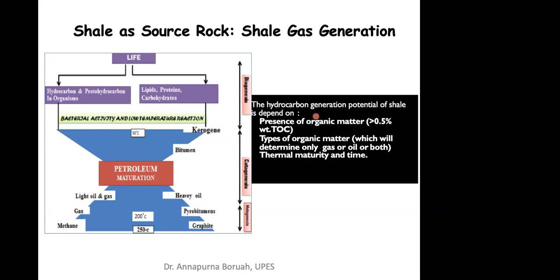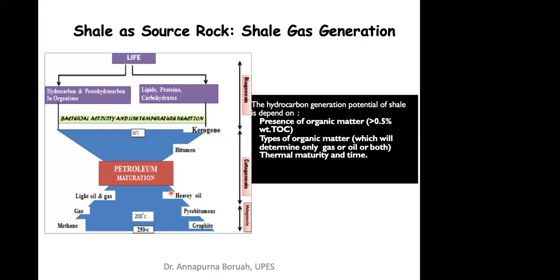However, the three main factors that control gas or oil generation in shale are, first, the quantity of organic matter. For conventional hydrocarbon, you should have minimum 0.5% total organic content. But for unconventional, you should have minimum 2 weight percent total organic carbon content. The second one is the type of organic matter. As I told you, kerogen type 1, we'll discuss in detail what type of kerogen can produce what type of hydrocarbon. Then the third point is thermal maturity. It should have proper thermal maturity.